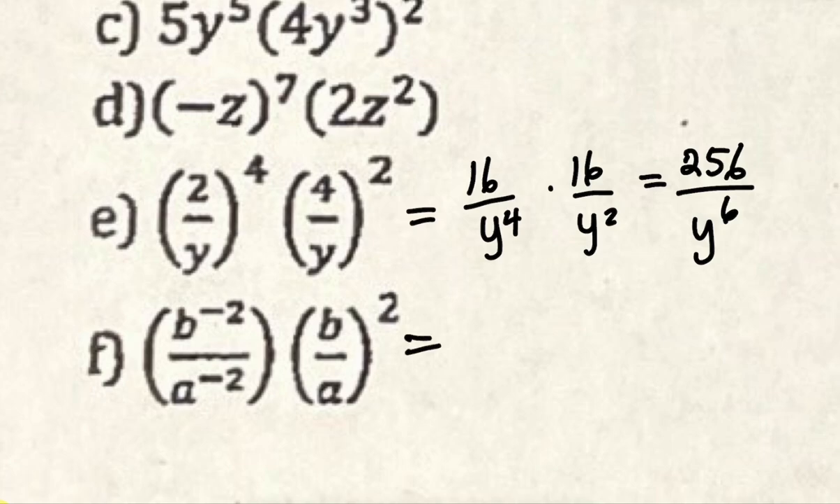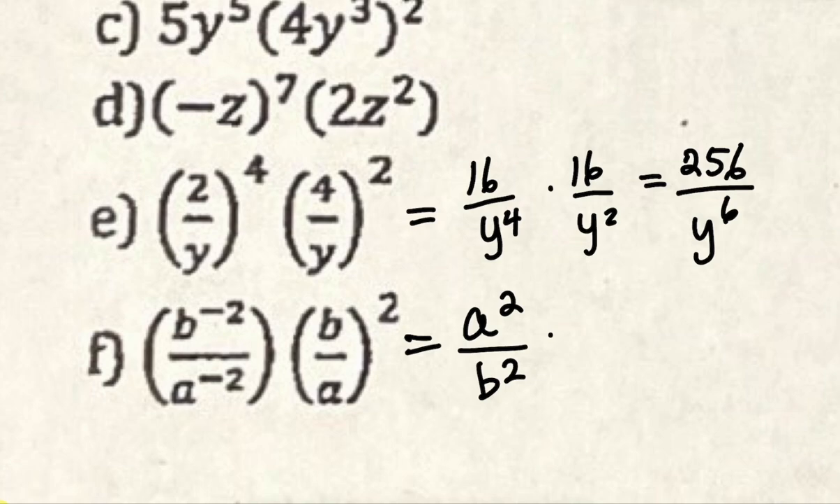Now, I want to talk about F because F has some funky problems with it. Negative exponents' jobs are to flip whatever it's touching. So our first fraction, both of them have negative exponents. So let's do the job of that negative exponent. Let's flip what it's touching. So the a to the negative 2 that's in the bottom becomes an a to the 2 on the top. The b to the negative 2 that's in the top becomes a b to the second in the bottom. Then our second fraction, we're going to square the fraction.